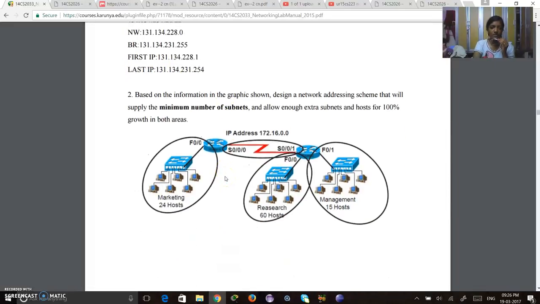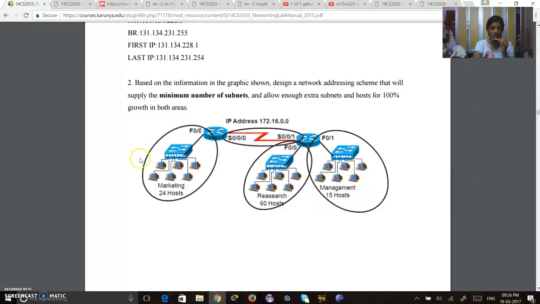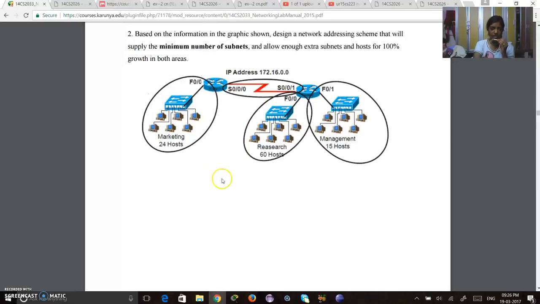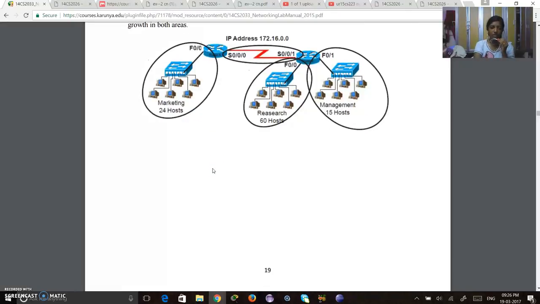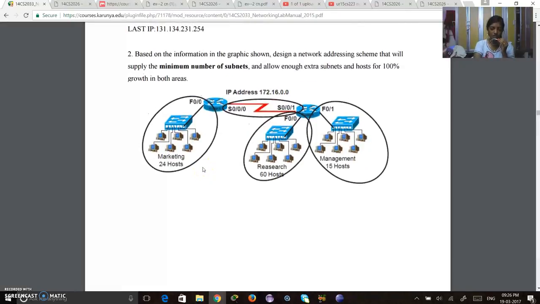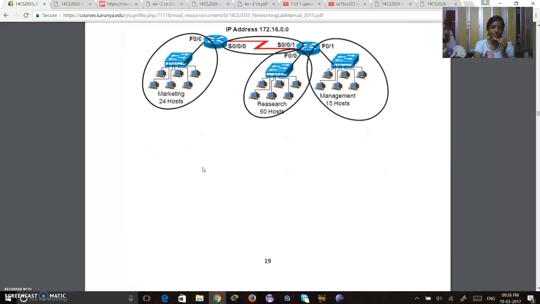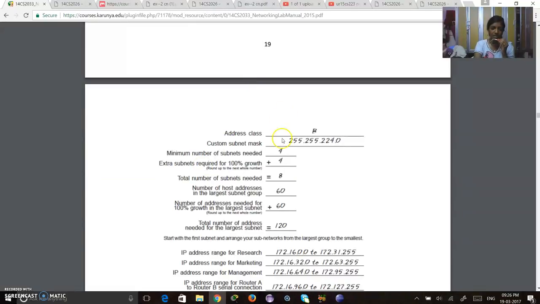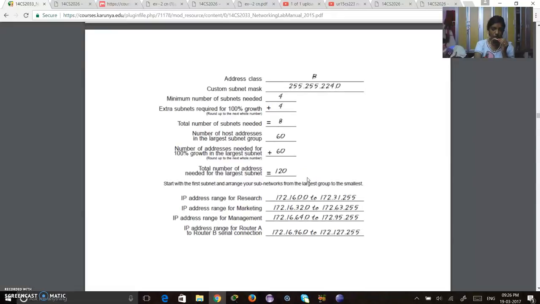The next problem is subnetting. Here there are 4 subnets, and the IP address given to us is a class B IP address. We are going with fixed length subnet mask, and then we will go for VLSM. In the fixed length case, the address class is B, and the subnet mask we calculate as 255.255.224.4. The number of subnets is 4, and the number of host addresses is 60.